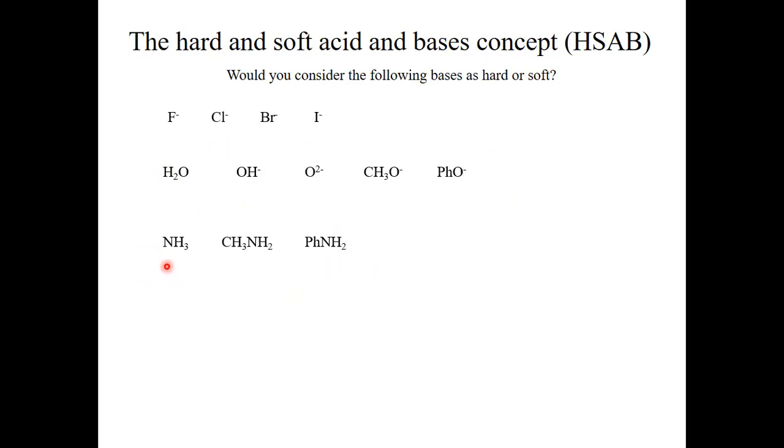I think those would all be hard as well. Yeah, so they are also relatively hard still because the nitrogen donor atom is also a relatively small donor atom, but the nitrogen is actually a little bit larger than the oxygen. Okay, and for that reason, that series is considered somewhat softer than that series here. Okay, so when you have a nitrogen donor atom, then that species tends to be somewhat softer in comparison to a hard donor atom.